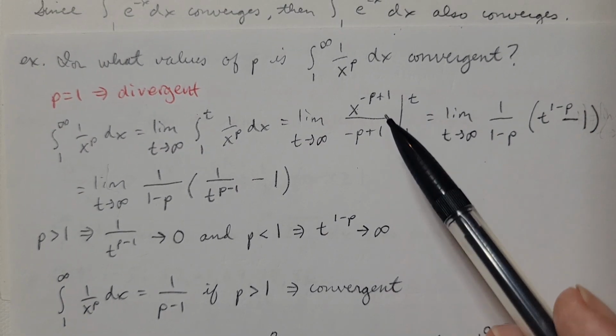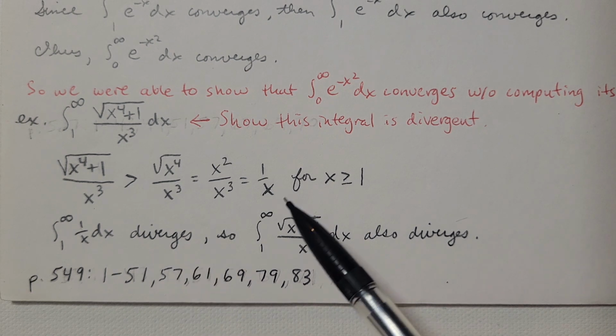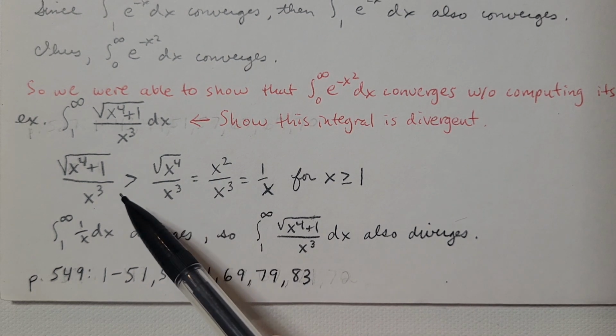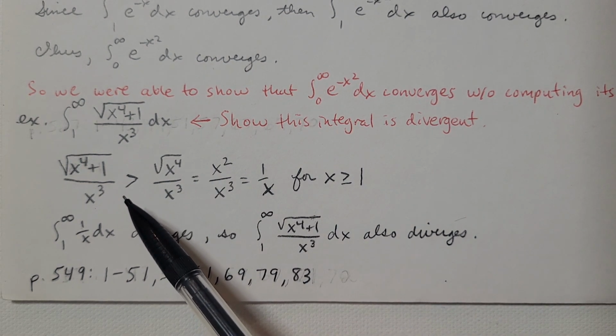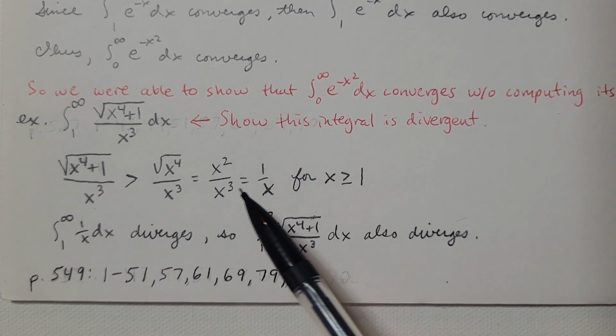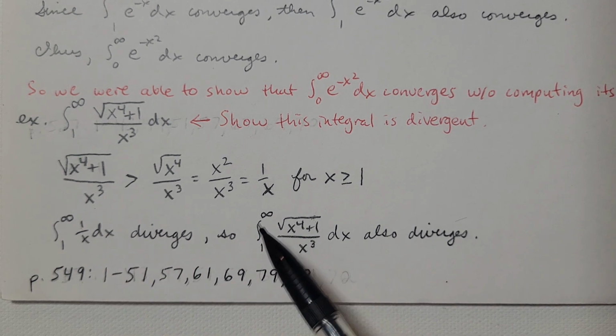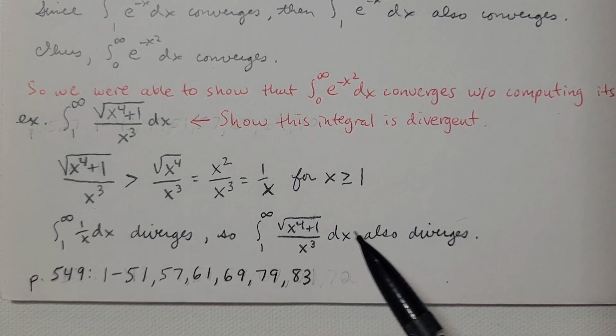Let's see. If that's a divergent integral, then anything bigger than that is also going to diverge. Well, the square root of x to the 4th plus 1 divided by x cubed is bigger than 1 over x. I'm integrating on the same interval here, so that's also going to be a divergent integral.